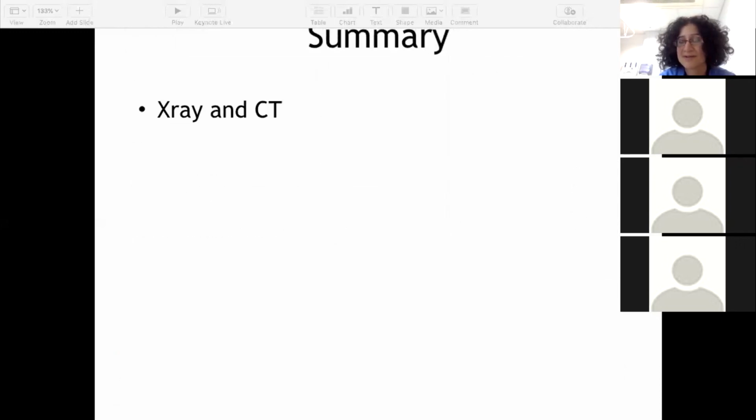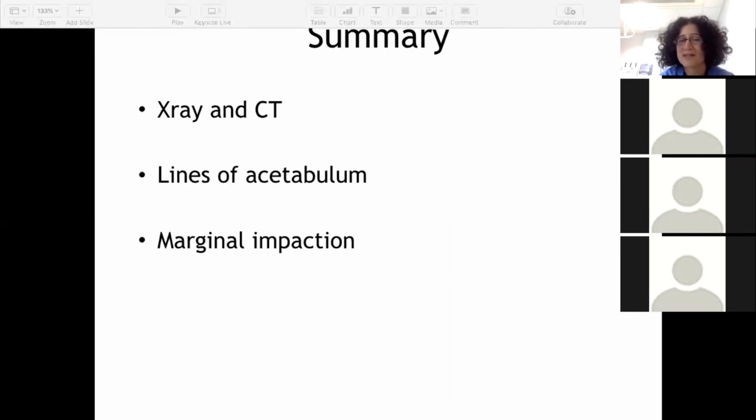So to summarize, we can gain a better understanding of the acetabulum by looking at the lines on an X-ray, but CT scan will show you some information that you can't get from an X-ray, including marginal impaction. And loose fragments. If you have fragments in the joint, you may not see them on a plain X-ray, and they can be quite difficult to see intraoperatively as well. You should rely much more on seeing them under direct vision.